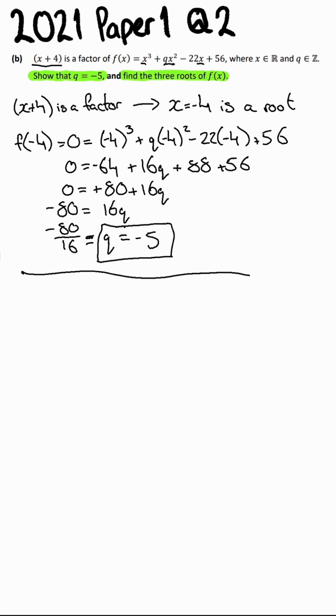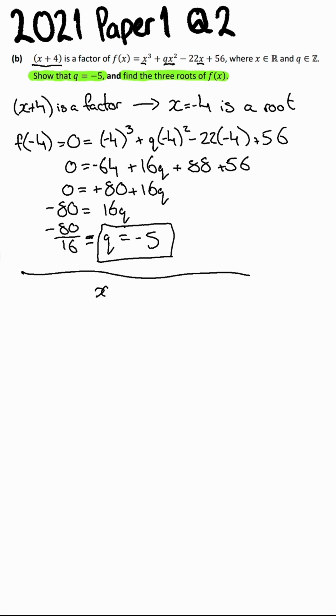Now, we have to find the three roots of f of x. And if you think back to what we've done here, we have already partially solved this question. We recognize that x plus 4 is a factor, and x equals minus 4 is already a root. So we just have to find the other two roots. Since x plus 4 is a factor of this cubic function, that means it divides evenly into that function. So, for the second part, we are going to use long division.